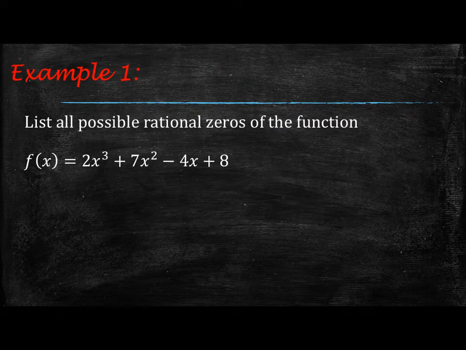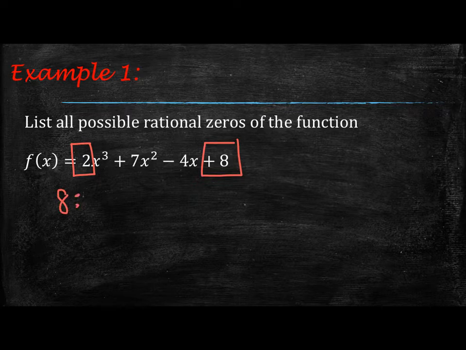Okay, so in this first example, it says list all possible rational zeros of the function, and our polynomial is 2x to the third plus 7x squared minus 4x plus 8. So what you're going to do is take that constant and the leading coefficient. Now you're going to write down all the factors of your constant first. So let's write down all of the factors of 8.